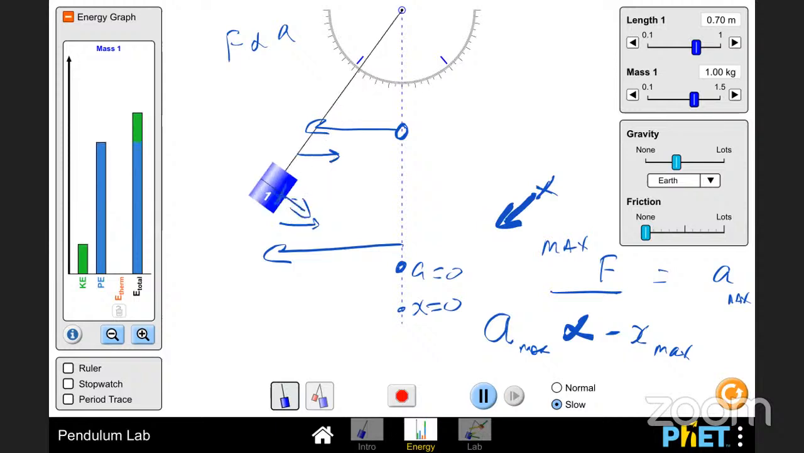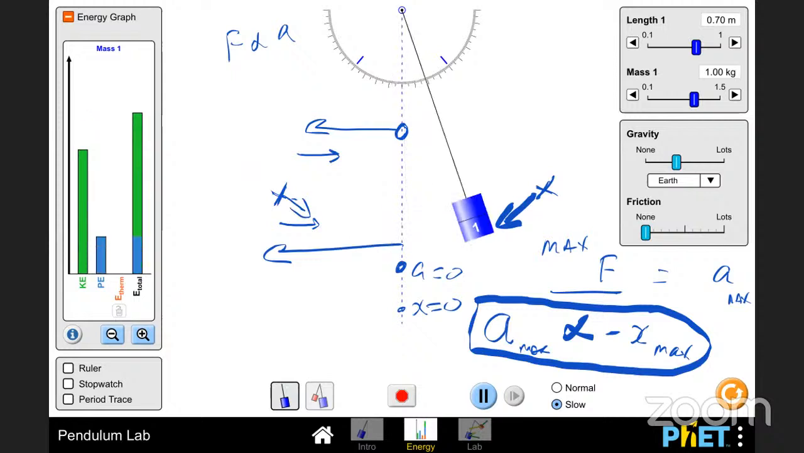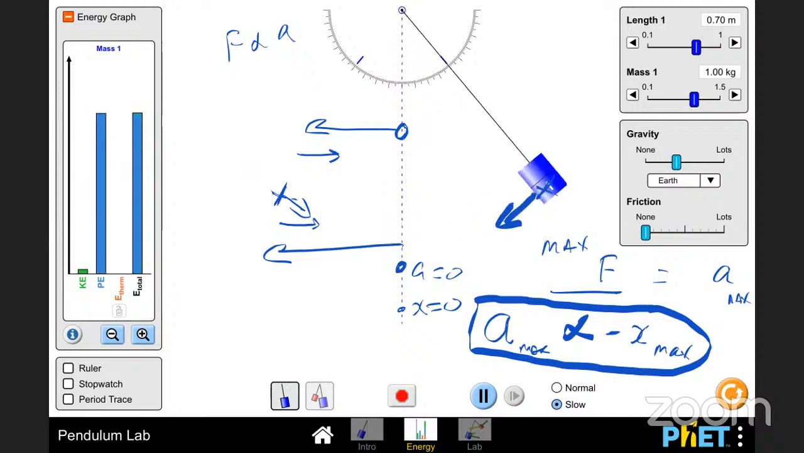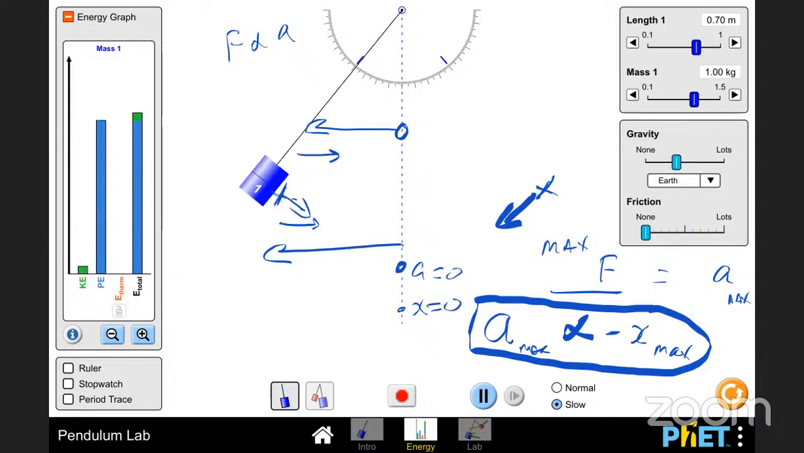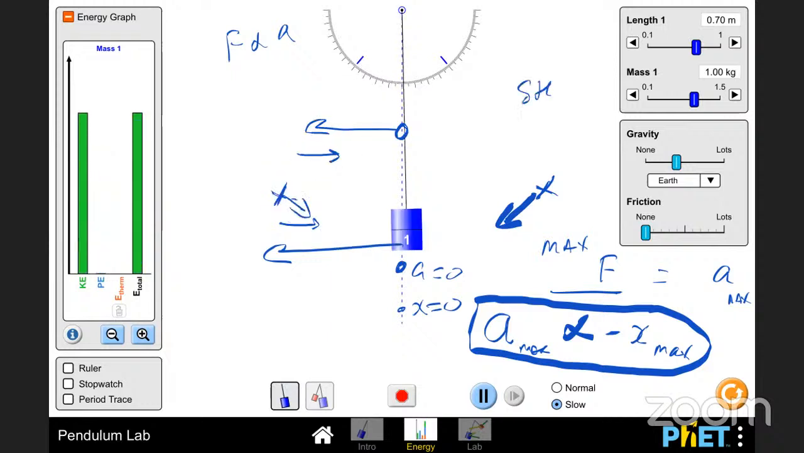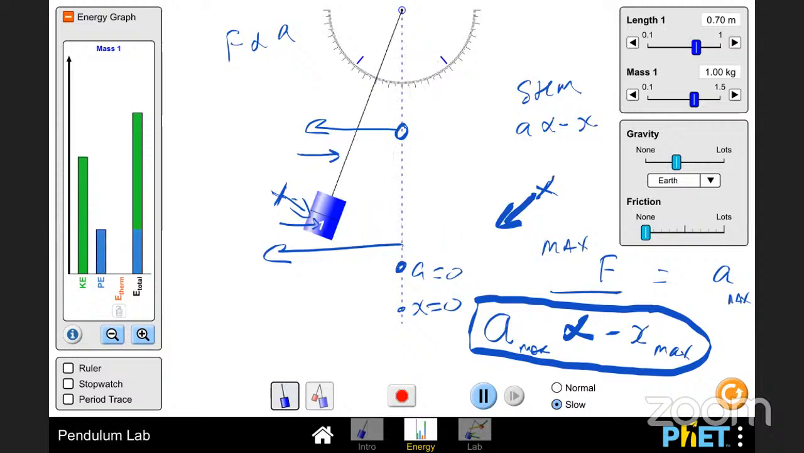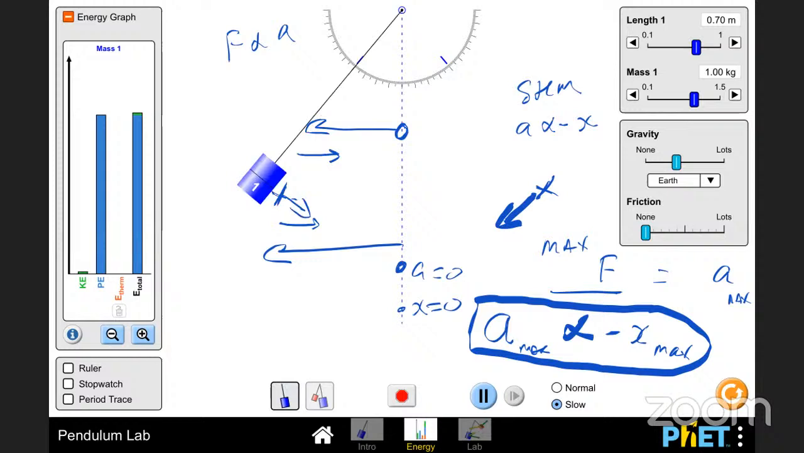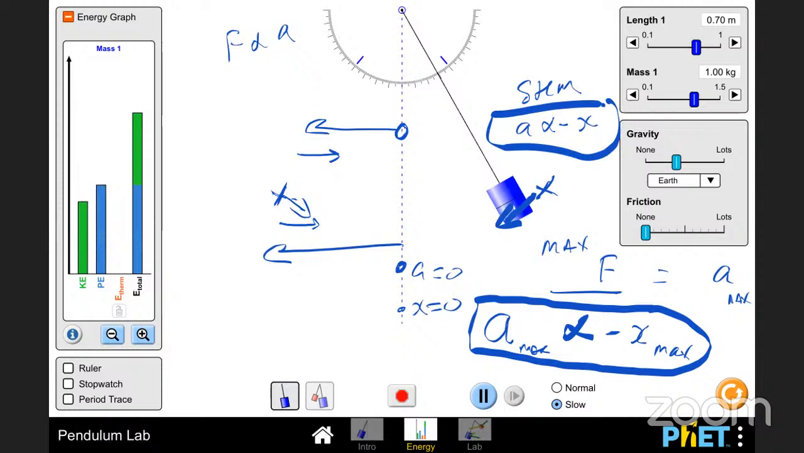Once we can show acceleration is directly related to displacement and they act in opposite directions, what we have is the foundation for simple harmonic motion. So for simple harmonic motion, acceleration is proportional to minus displacement. Once a body can display this, it's moving with simple harmonic motion. Everybody okay with that?